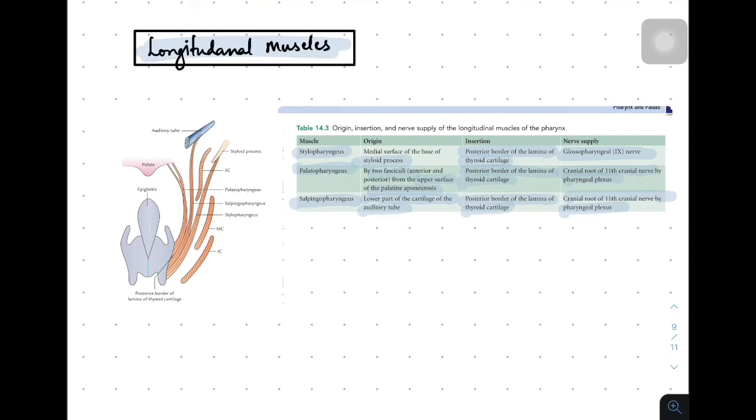As you can see in this diagram, the styloid process gives rise to stylopharyngeus, the auditory tube gives rise to the salpingopharyngeus, and the palate and palatine aponeurosis give rise to the palatopharyngeus.